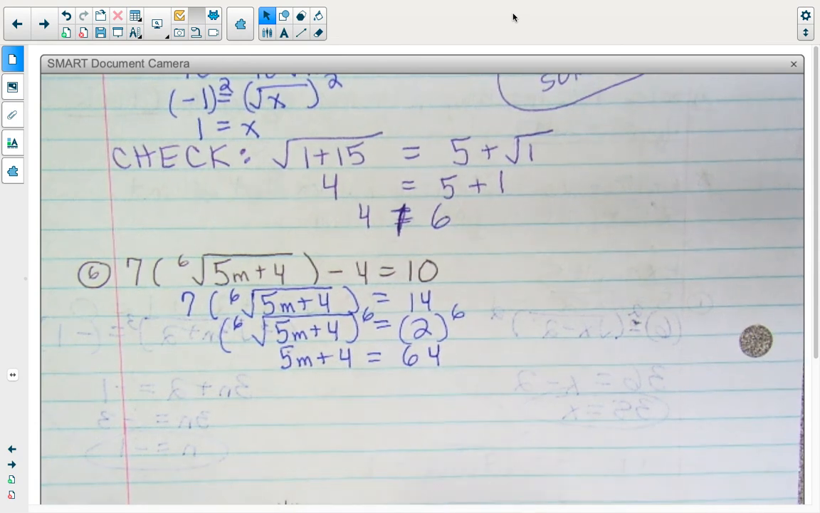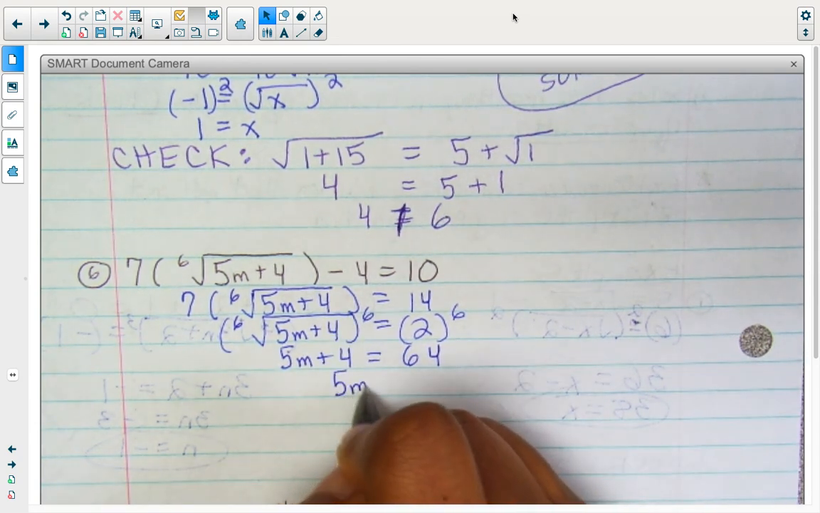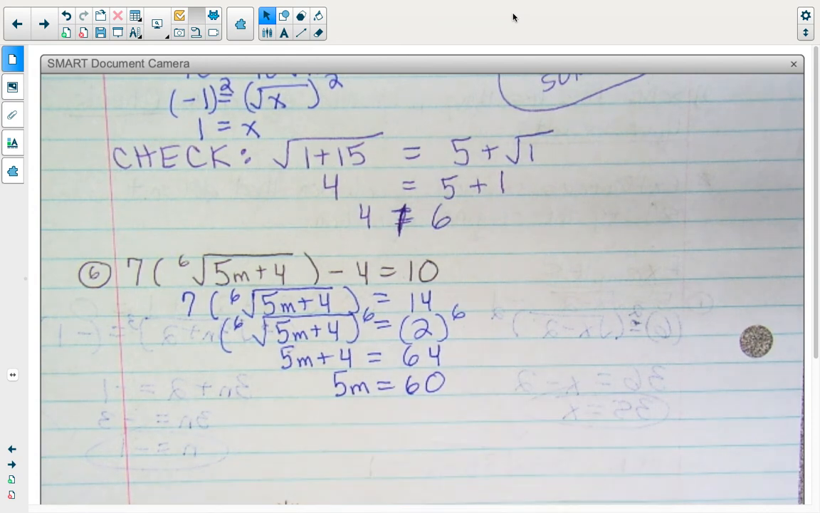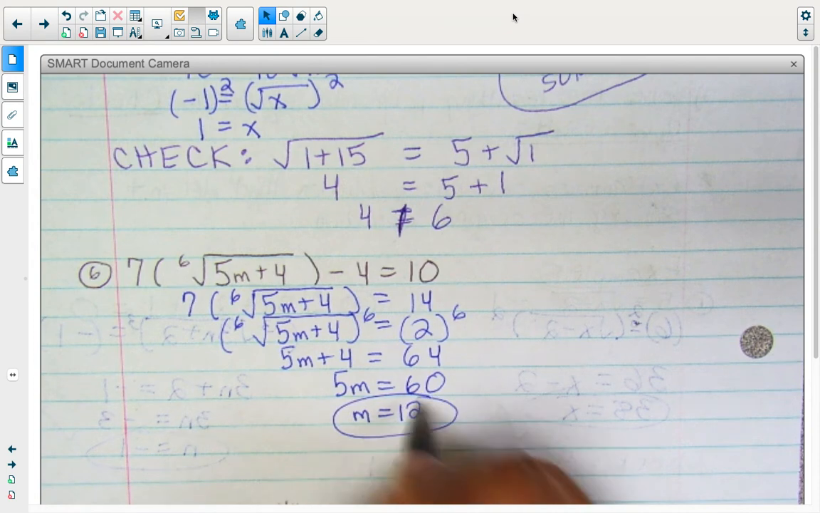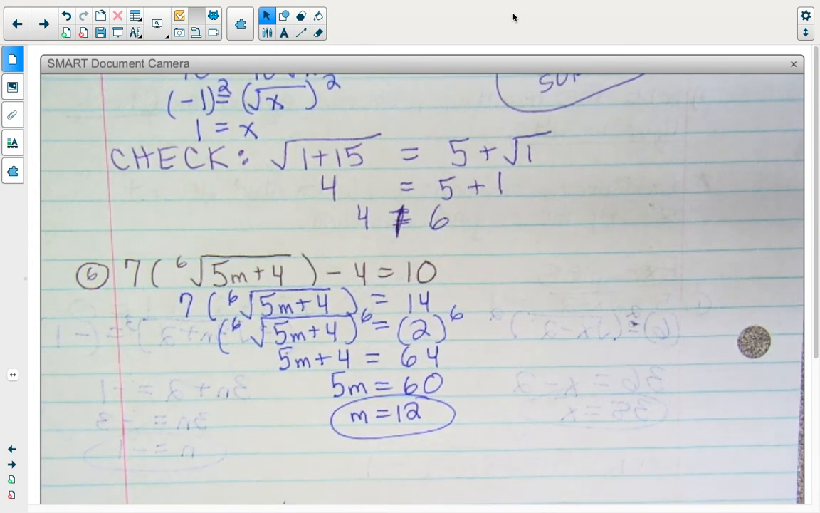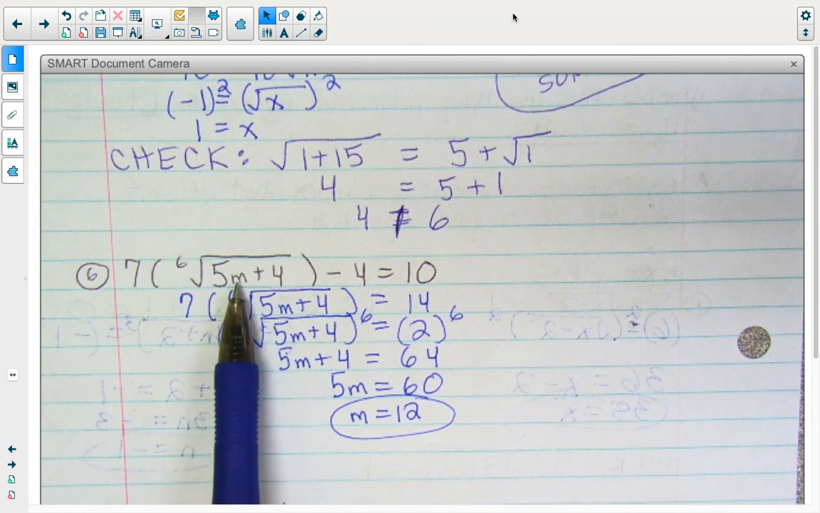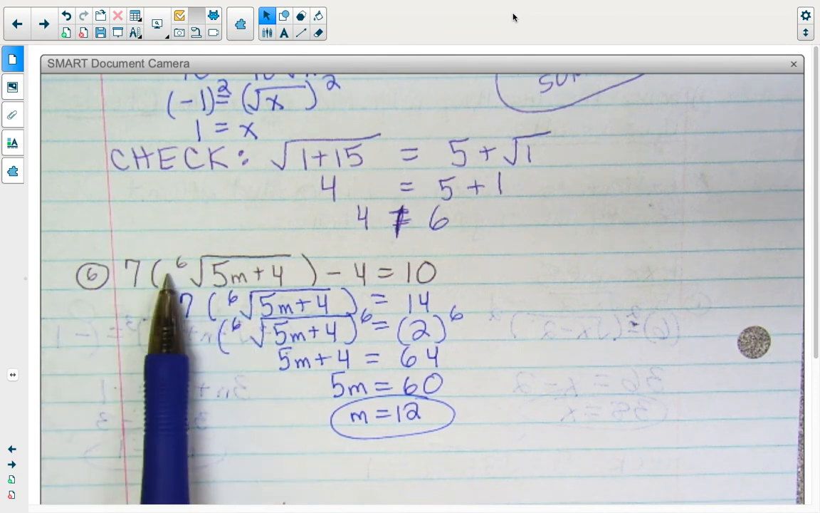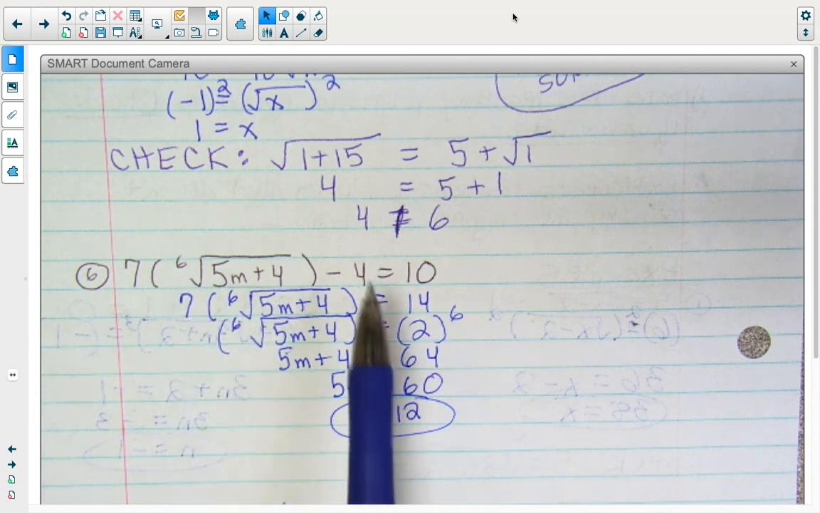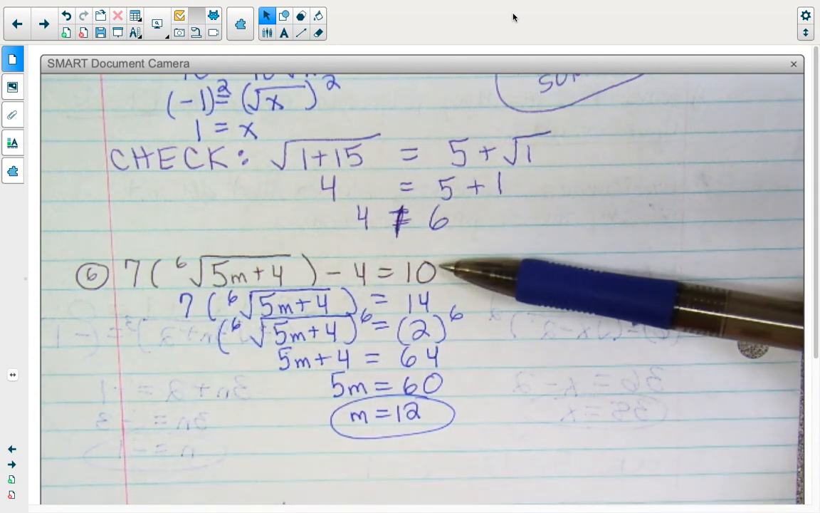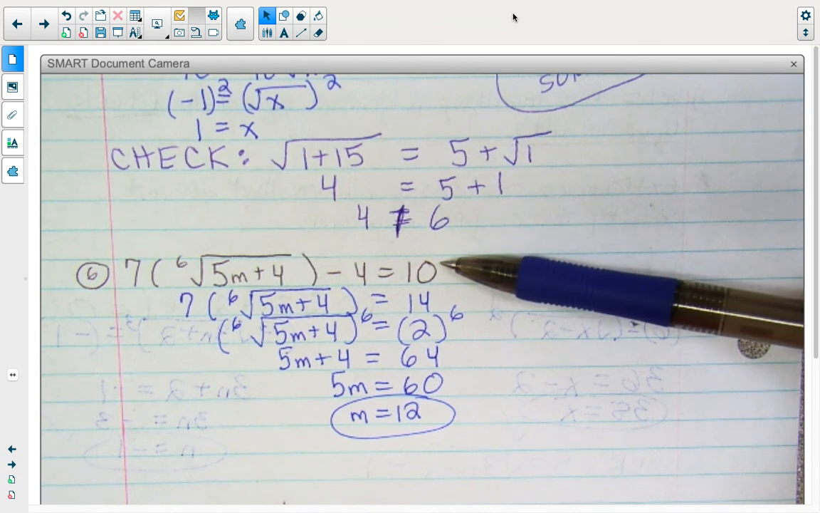Subtract 4, I get 60. And divide both sides by 5, we get 12. So the answer to this problem is 12. And of course, we check our answer. We would take 12, substitute it back into m right here so we can use a calculator. We would do 7 times the 6th root of 5 times 12 plus 4. Then subtract 4 from it, and we should get 10, which we do. So I'll save us some time there.